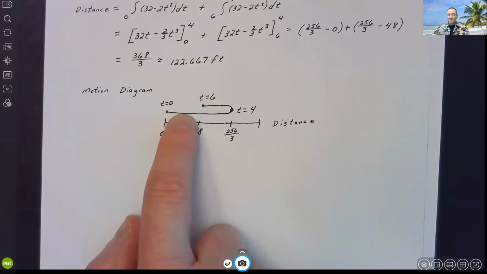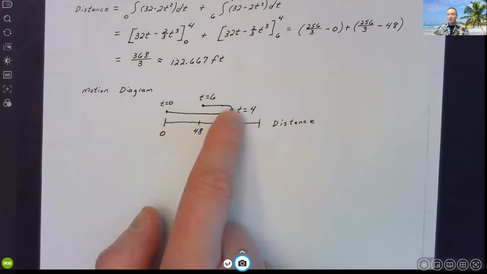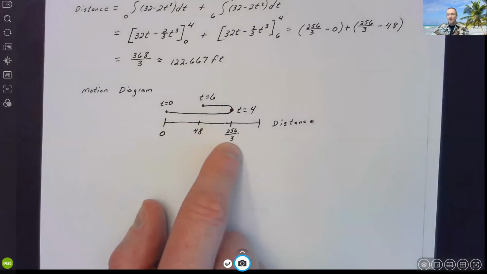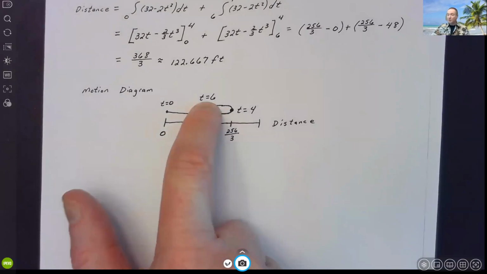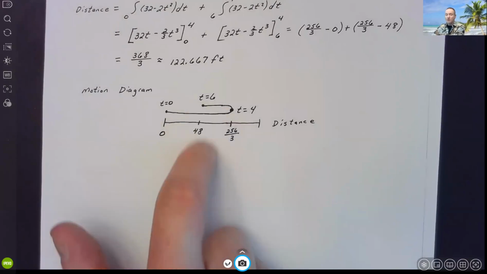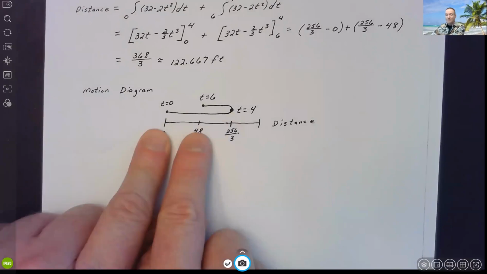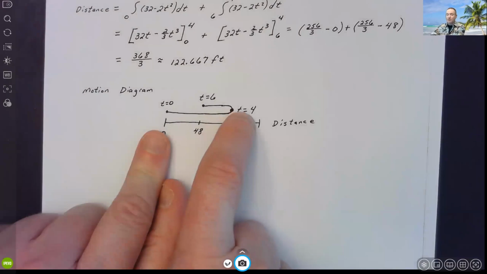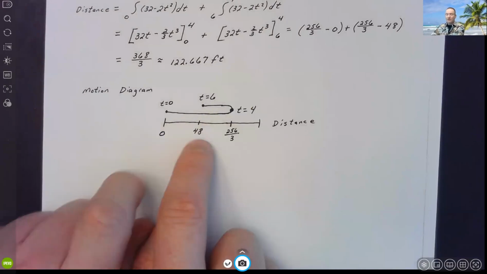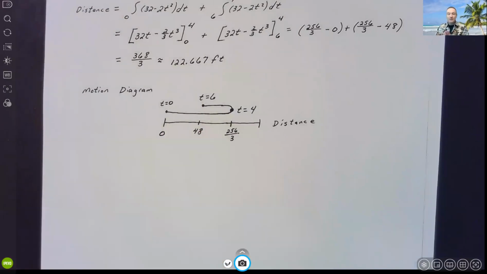Now, in the motion diagram that I did here, I just tried to show that in the first 4 seconds, it's traveling 256 over 3 feet to the right. In the final 2 seconds, it's traveling back, where the total displacement in this region is 48 units to the right, but that distance backwards was 37.3 repeating feet to get to that final answer of 48 for the displacement.